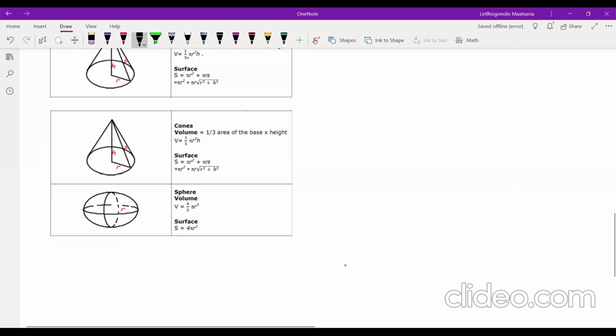For the sphere, we will get 4/3 pi r cubed, and for the surface area, we will get 4 pi r squared. Let's look at some more examples.